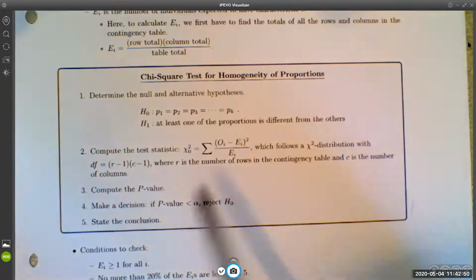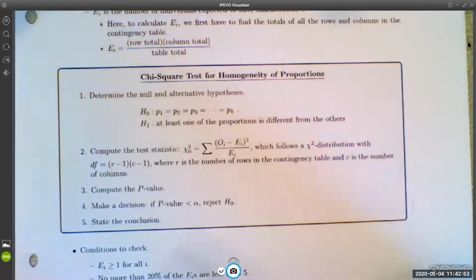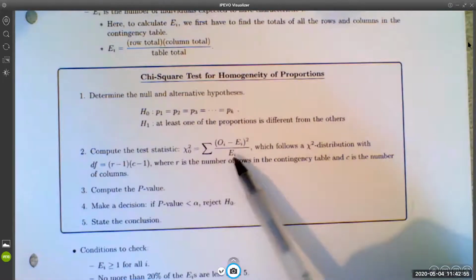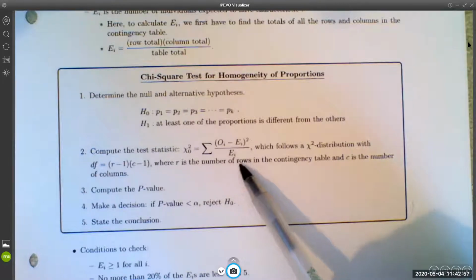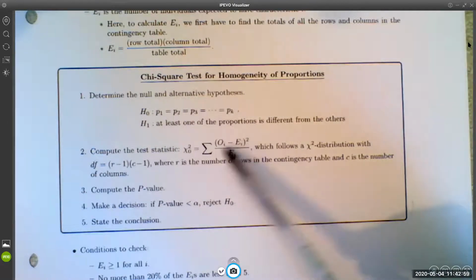The test statistic involves all these OIs and EIs. You feel kind of like Old MacDonald, right? E-I-E-I-O. But yes, it involves all these expected and observed values.